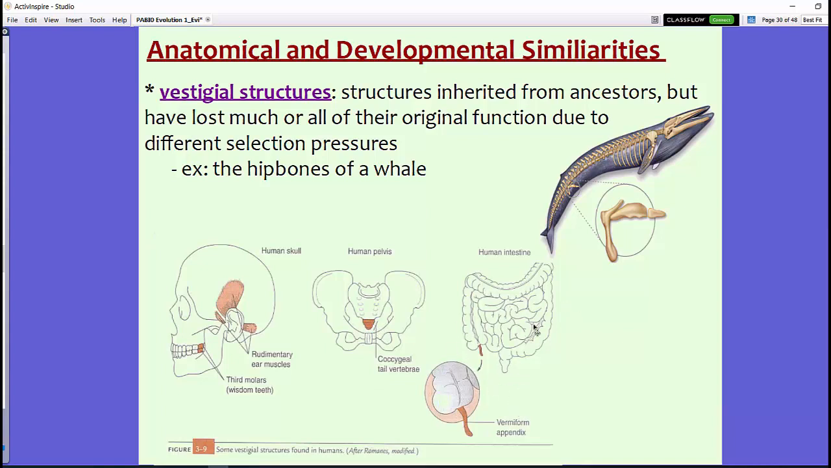which is located right off of your intestines, and this is thought to have some sort of digestion properties. We can live without an appendix now. We really don't need it. In fact, if it ruptures, it can cause a lot of issues for us. So we've discovered we really don't need the appendix anymore. So vestigial structures are just those that have been inherited from ancestors, but pretty much have lost their function.